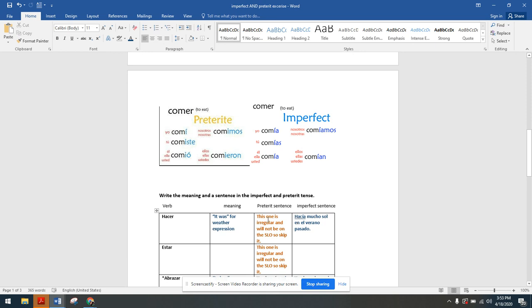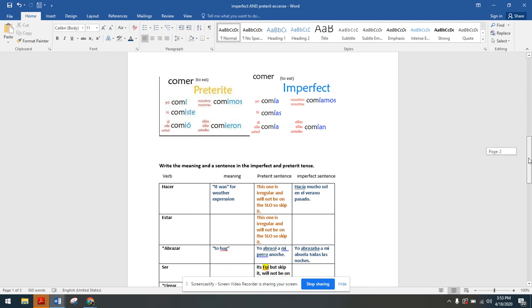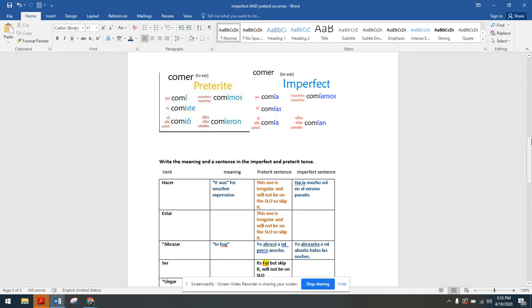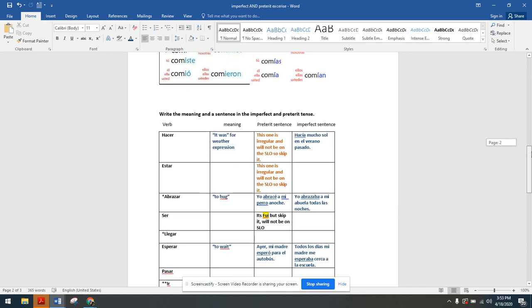So what does this mean? Well, hacer means it was, right? So hacía mucho sol en el verano means it used to be really hot last summer. Used to be ongoing. That means the whole summer it wasn't hot just one day. It used to be hot. So that's hacía. I didn't want you to do this because it's irregular and it's ugly and it would have just confused you more. So I didn't want you to do that. Let's go to one I did both of.